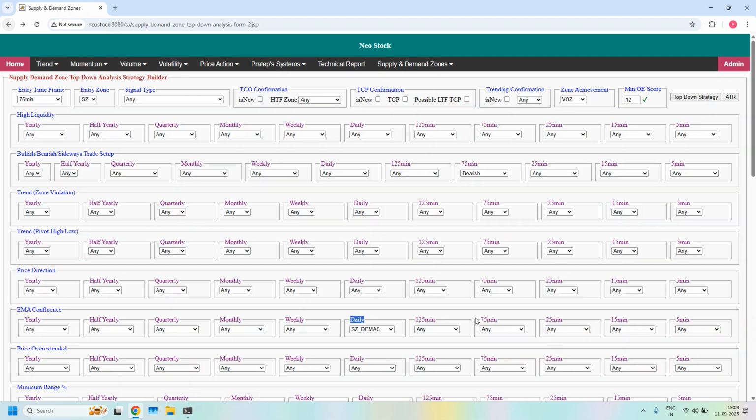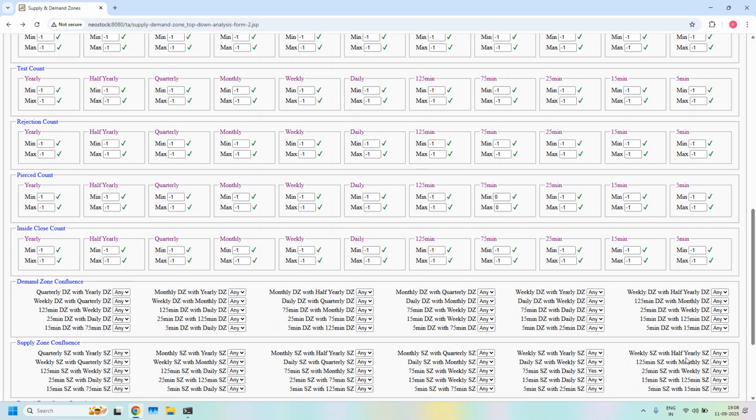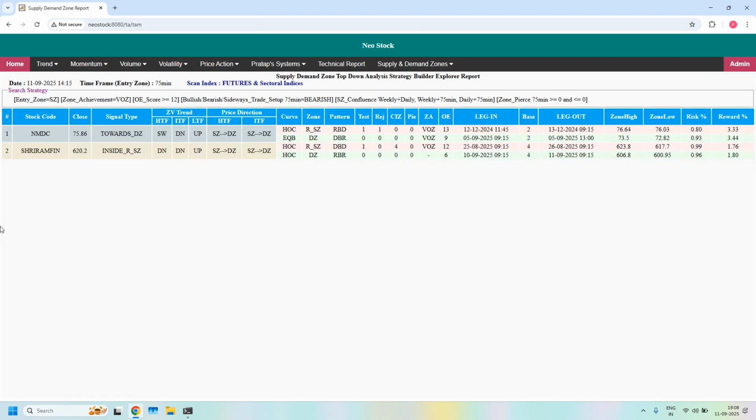Okay, next LTF, ITF, HTF supply zone confluence supported stocks. 3 filters we have to set in the supply zone confluence: 75 on daily, 75 on weekly, daily and weekly. With all the 3 supply zone confluence filters, we got 2 stocks. And here out of these 2, daily trend is down in only one stock.